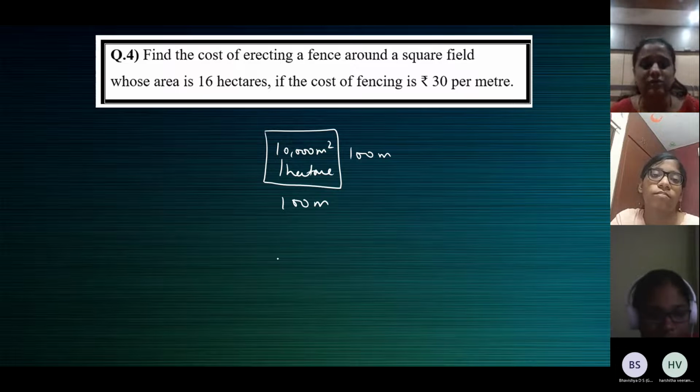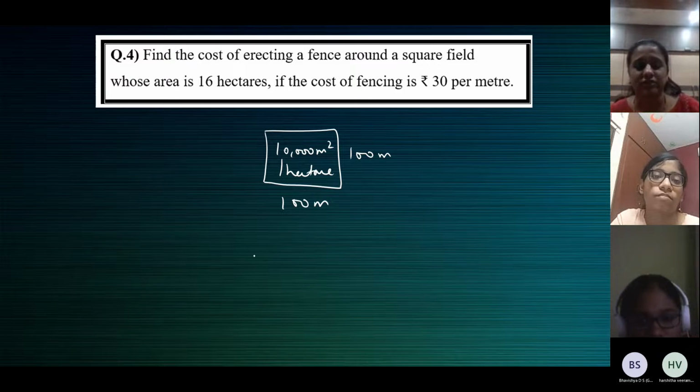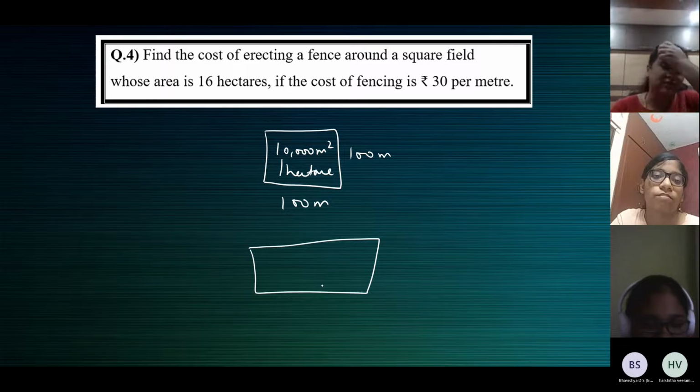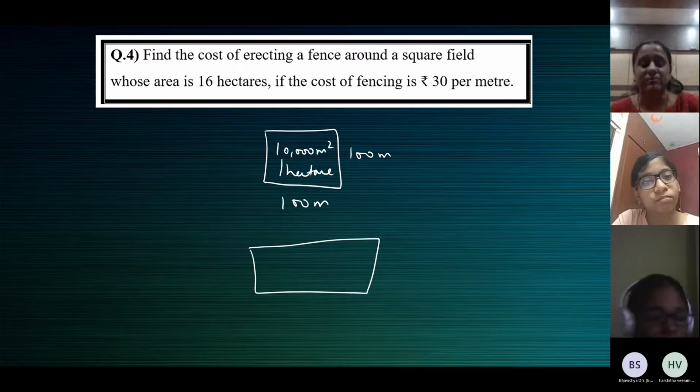But 1 hectare of land need not be a square always. It can be even rectangular, maybe triangular, whatever shape. The area should be 10,000 meters square. Then it is 1 hectare.